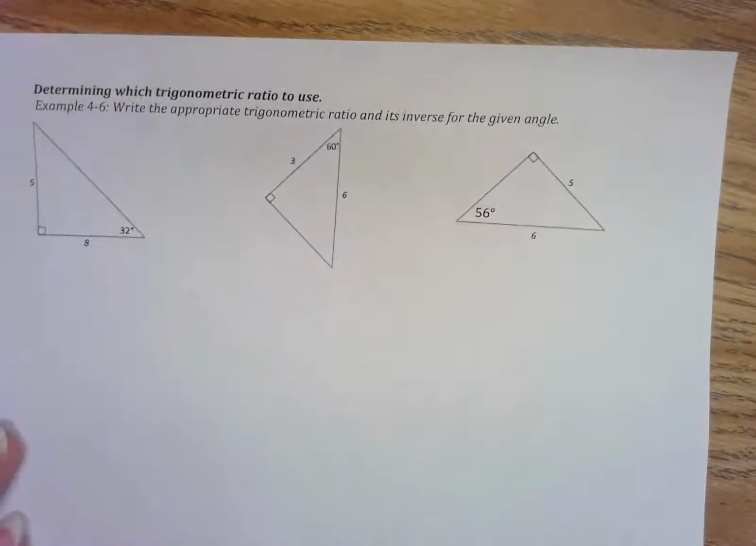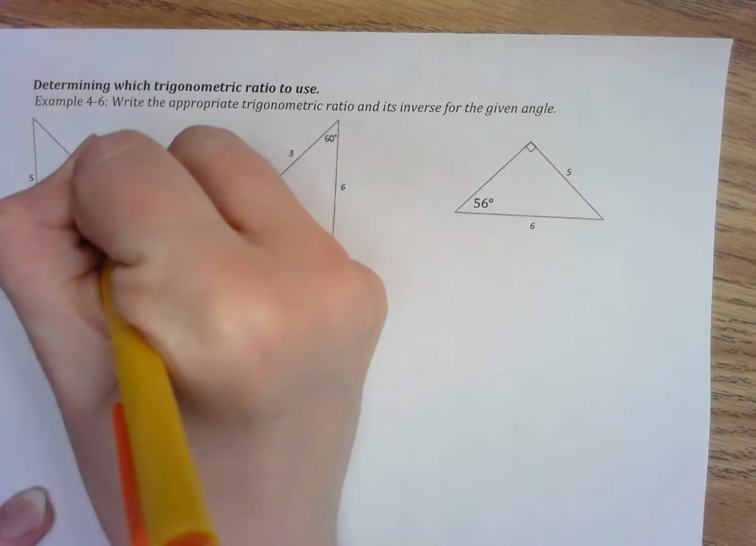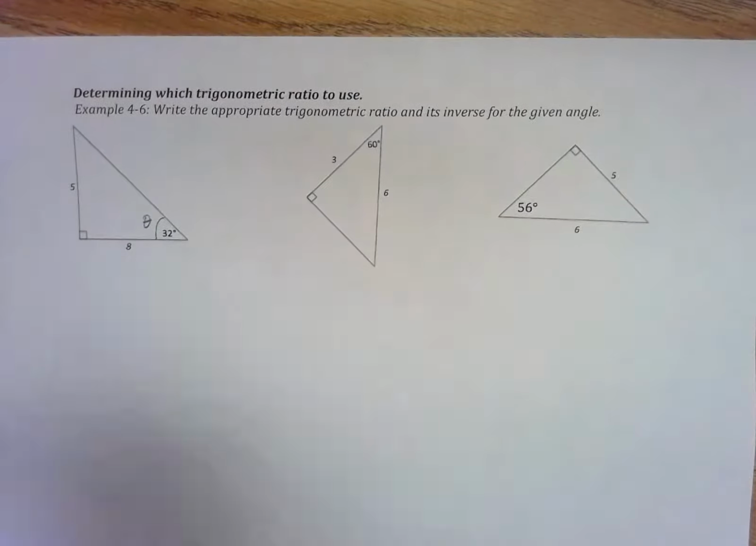Let's go on to example 4 now. This will kind of start getting your mind set up for solving. We will need to determine which trig ratio to use. So example number 4. Notice where the theta angle is here. We've got it labeled as 32 degrees. So if it helps you to put a little theta symbol in there, feel free to do that.